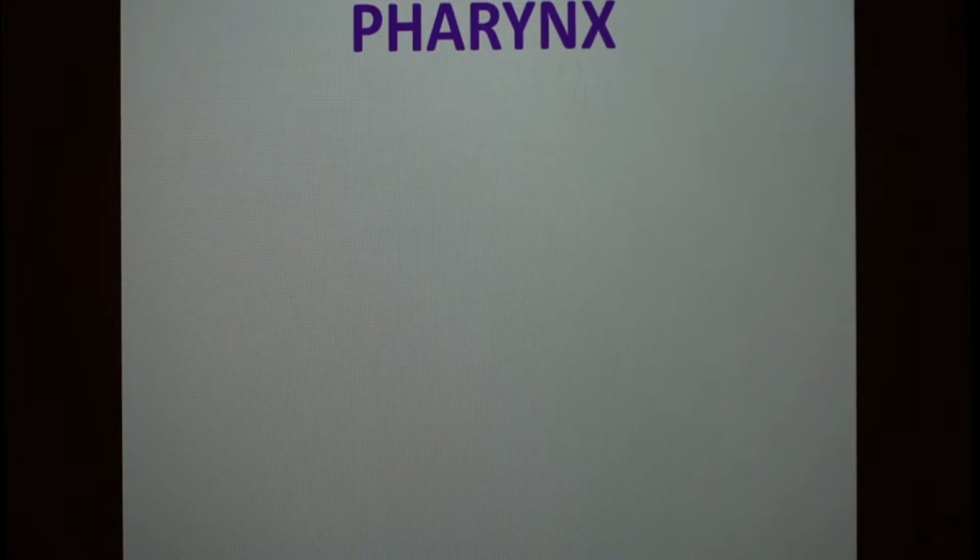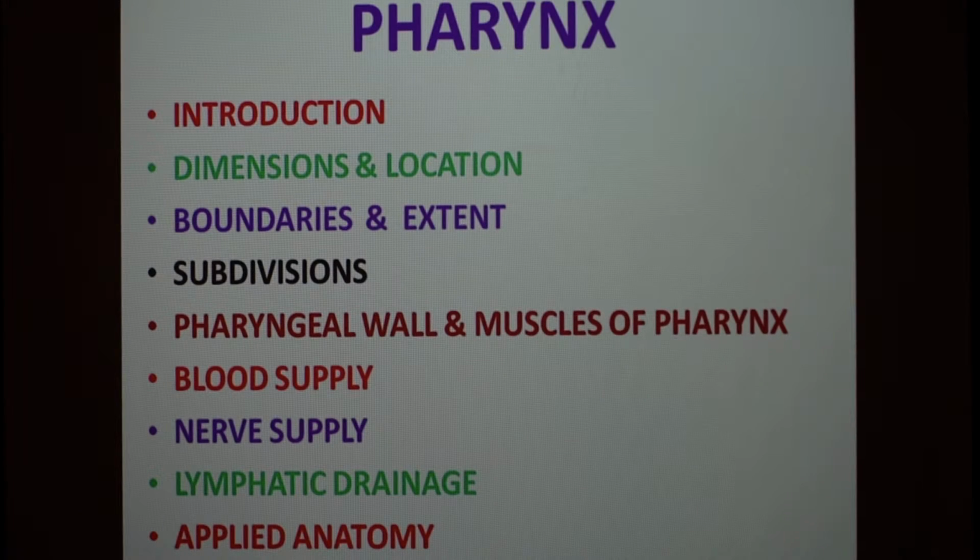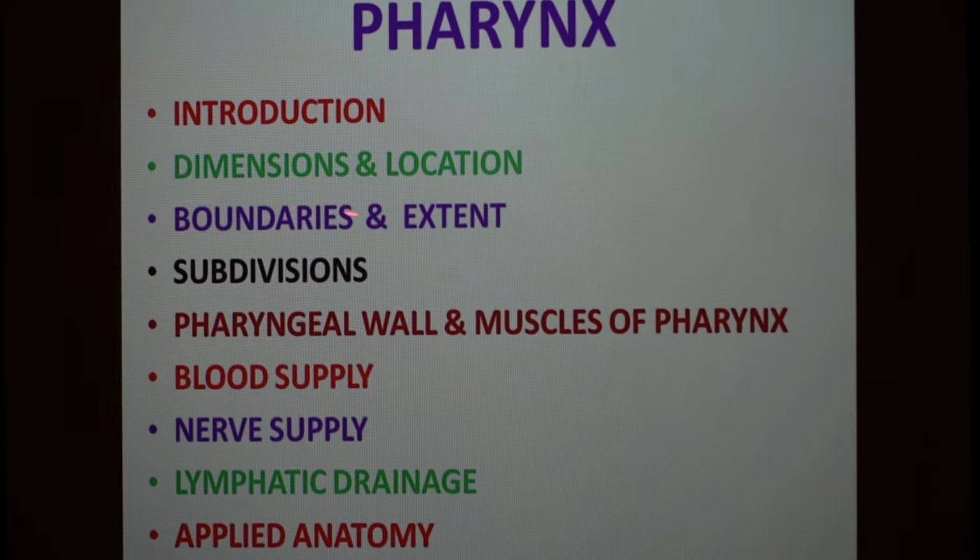pharynx. Now pharynx can be learned under the headings of introduction, dimensions and location, boundaries and extent, subdivisions, pharyngeal wall with the muscles of pharynx, blood supply, nerve supply, lymphatic drainage and applied anatomy. Today we are going to consider only the first four parts of the pharynx, that is the introduction, dimensions and location, boundaries and extent, and lastly the subdivisions.